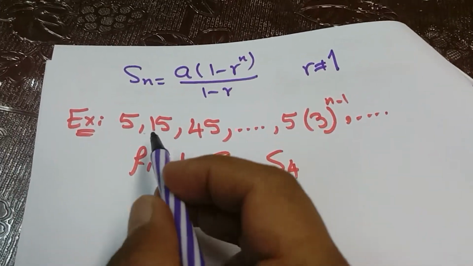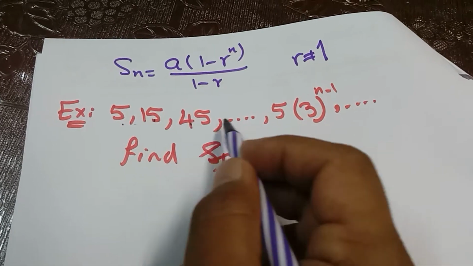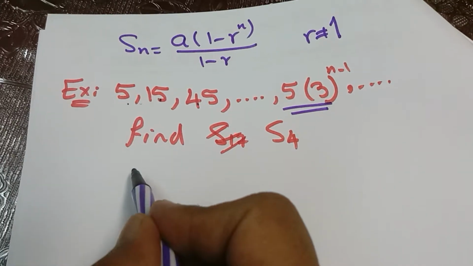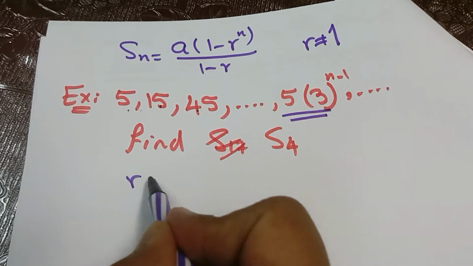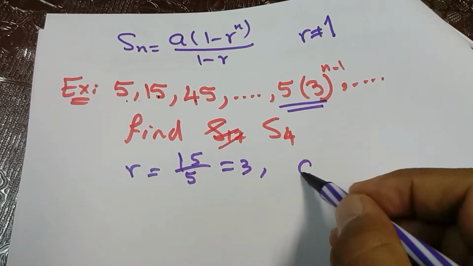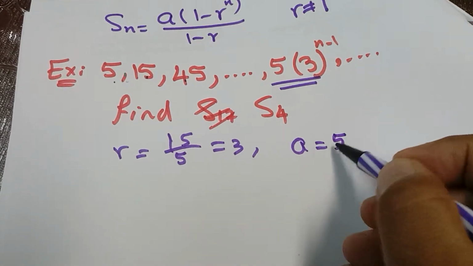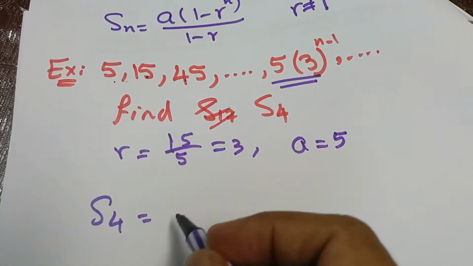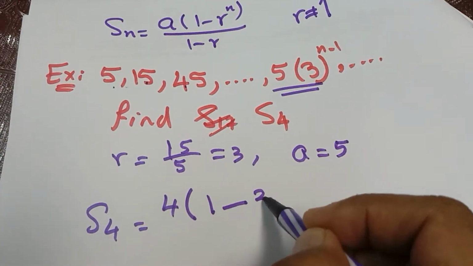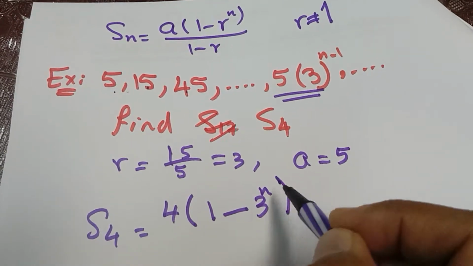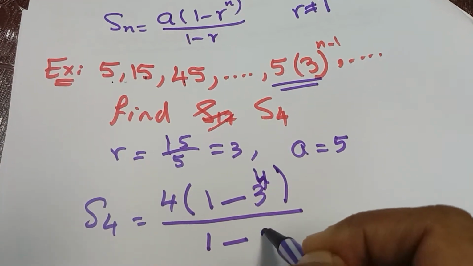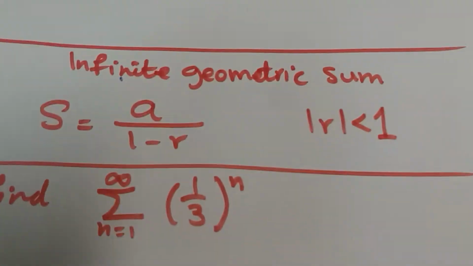And you can check this is geometric because we multiply by 3 and so on, or you have the general formula here. Okay, now you need R equal to 15 over 5, as we said, which equals 3, and A equals the first term, which is equal to 5. So S4 equals A, which is 5, times (1 minus 3) to the power n, and we have n equal to 4, so that's to the power 4, over 1 minus 3. You can work on this and get the answer.